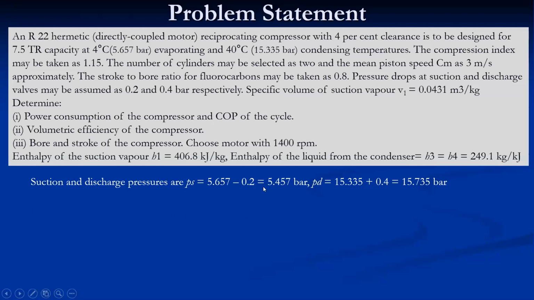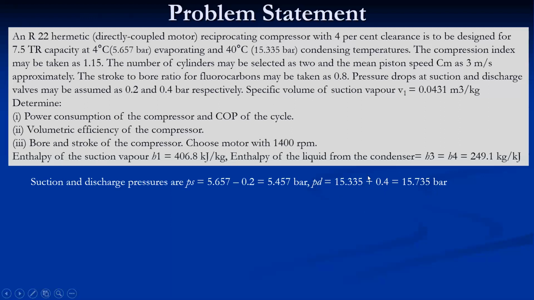So actual pressure is reduced by 0.2, so it is around 5.457 bar. The discharge pressure is slightly higher because there is a drop in discharge pressure. Slightly higher discharge pressure, because condensing pressure is less, so it discharges at slightly higher pressure than the condensing pressure. Otherwise, the reverse flow can take place.